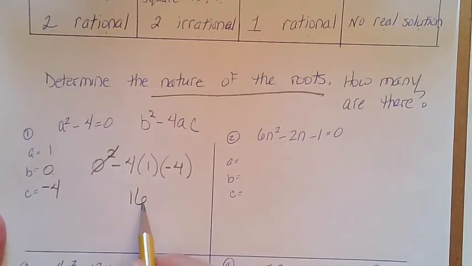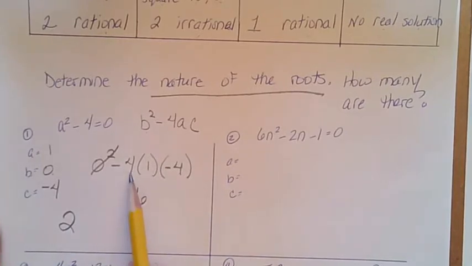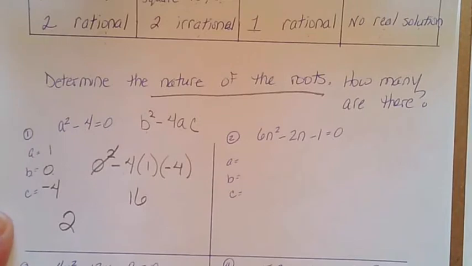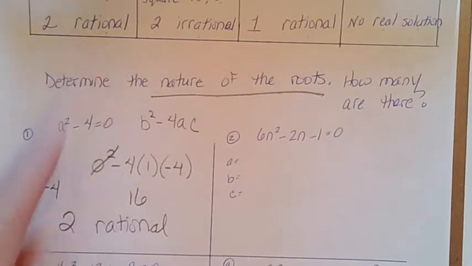So now the first thing I notice is that there's a positive number here. Positive number means 2 solutions. Then I'm also going to notice that it's a perfect square. If you're not sure, try it in the calculator. Take the square root of 16 in the calculator and see if you get an integer. So then there are going to be 2 rational roots. And that's what this one is here.